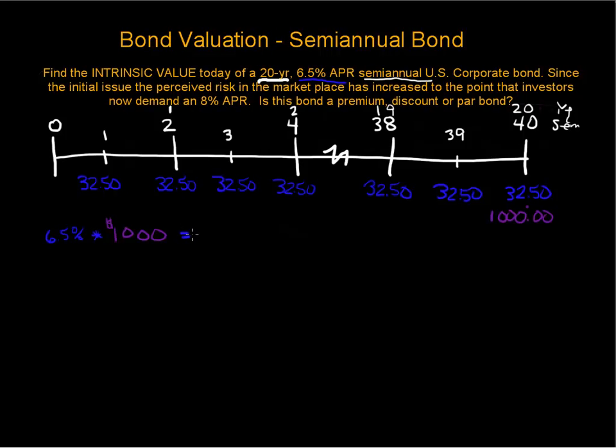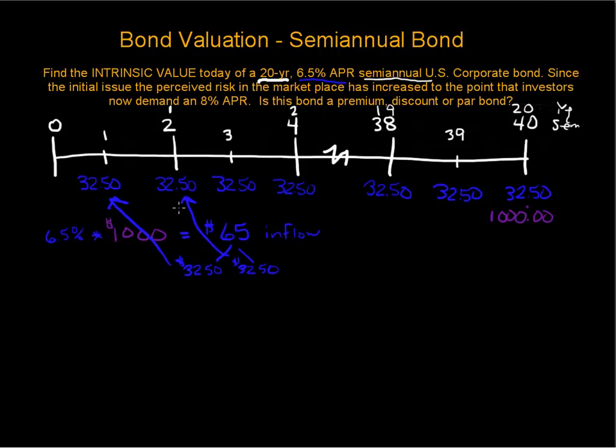So if we take 6.5% times 1,000, that means each year our investors are going to have an inflow of $65. Now, because this bond is paid semi-annually, the first 6-month period they'll get $32.50, and then at the end of the first year they're also going to get $32.50. So that first $32.50 is right there, and the second one is right there at the end of the first year. And that continues on for the full 20 years that we have.